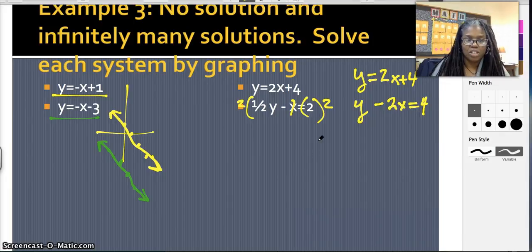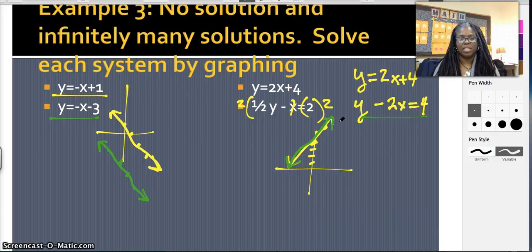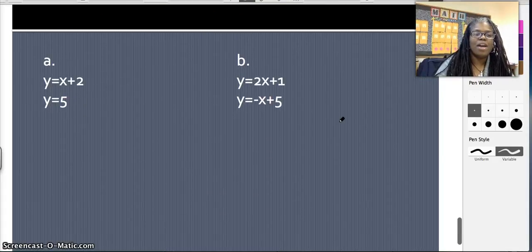And so the need to graph the same line is strong right now, so I'm going to do that. So I've got 1, 2, 3, 4. And the slope is up 2 over 1. So here's the first line, and if I were just to solve for y in the second line, I'd see that it is right on top. So that means there are infinitely many solutions. Sometimes that happens.